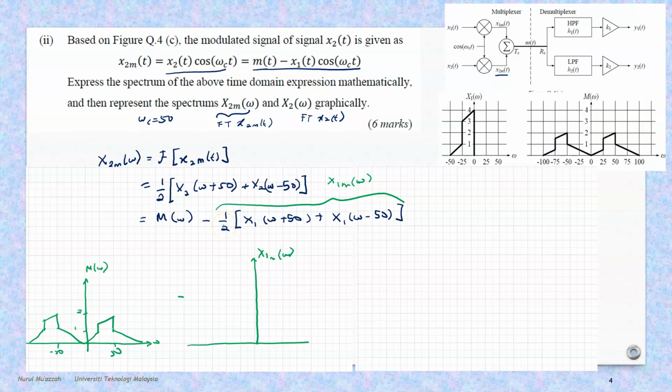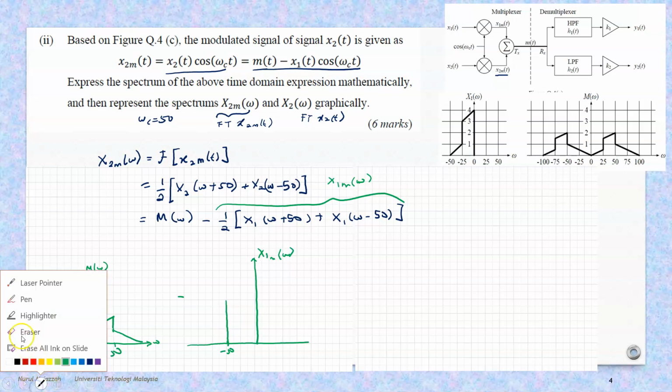X1M omega is actually half of the amplitude of X1, which has been modulated and shifted to 50 and also negative 50 here. So we have X1 omega. Let's draw X1 omega with the new amplitude, where the highest amplitude here is 4. The new highest amplitude has also been shifted to negative 50 and also 50. So it should be like this. This is negative 50. This one starts from 0, shifted to here, and the shape should be something like this, because we have to follow this shape.